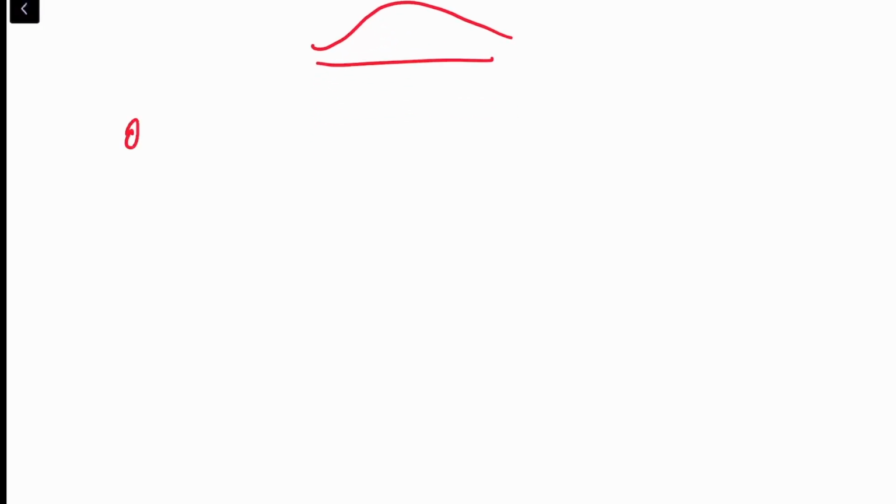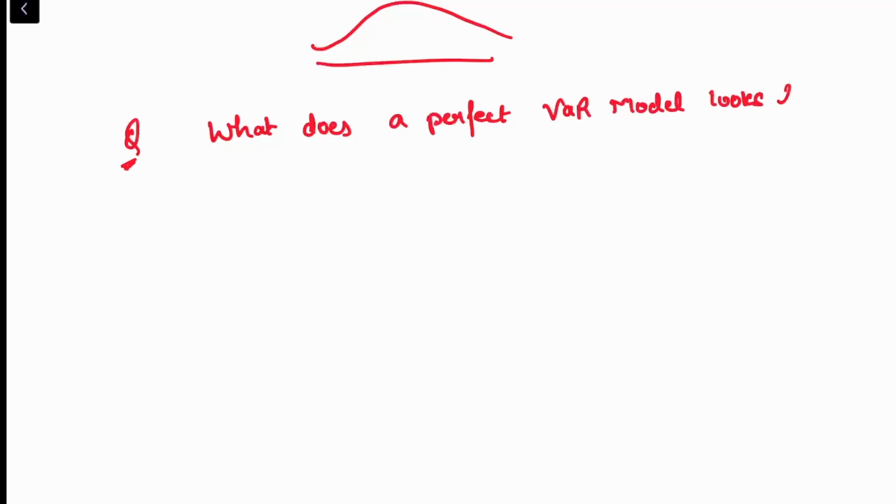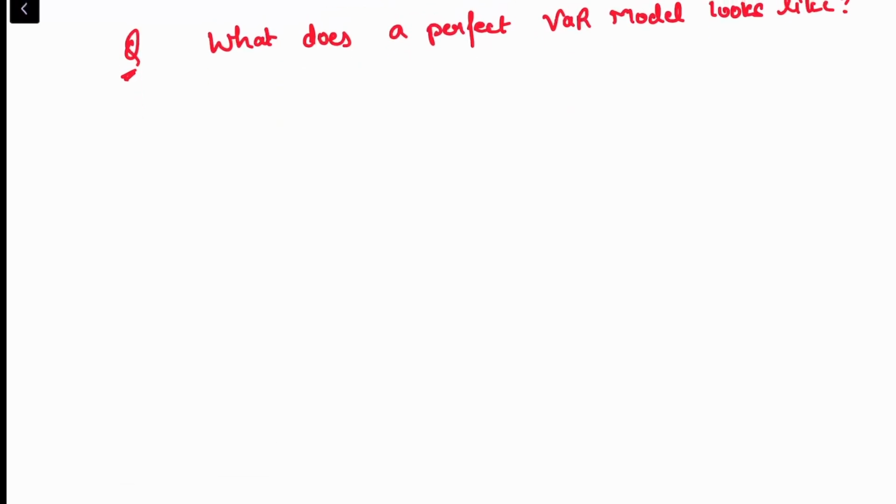Now write down a question. What does a perfect VaR model look like? See, imagine a world where the VaR model predicts risk with 100% accuracy. Imagine, this is definitely not possible, but I am saying imagine that your model predicts with 100% accuracy.